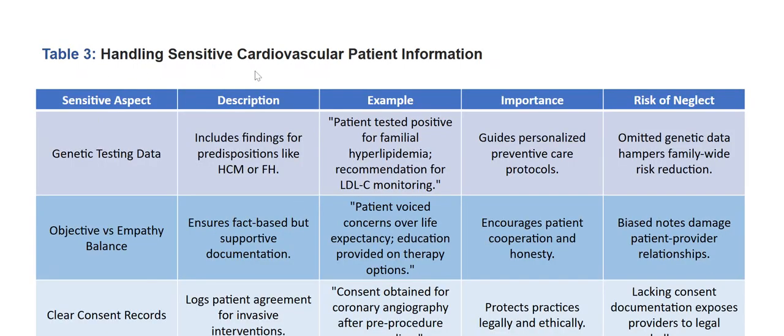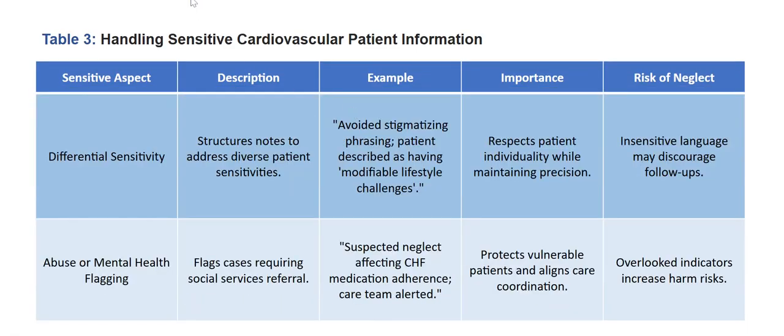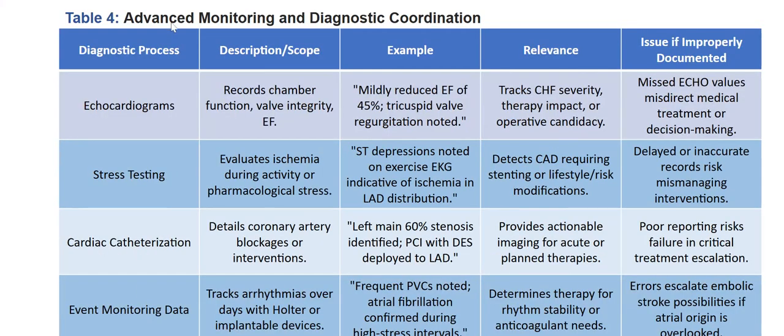We have here a table on handling sensitive cardiovascular patient information: sensitive aspect, description, example, importance, risk of neglect. Sensitive aspects we have: genetic testing data, objective versus empathy balance, and clear consent records. Table on handling sensitive cardiovascular patient information: sensitive aspect, description, example, importance, risk of neglect. Sensitive aspects here we have: differential sensitivity, abuse, or mental health flagging.